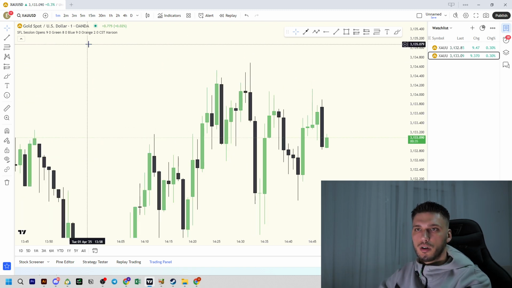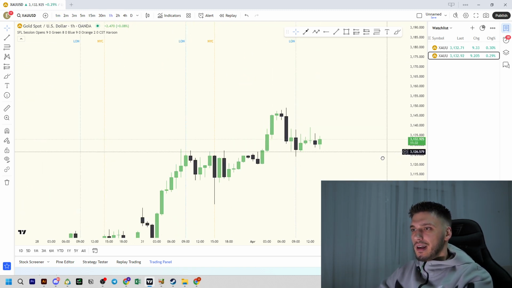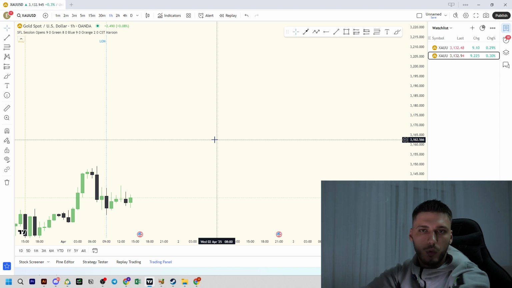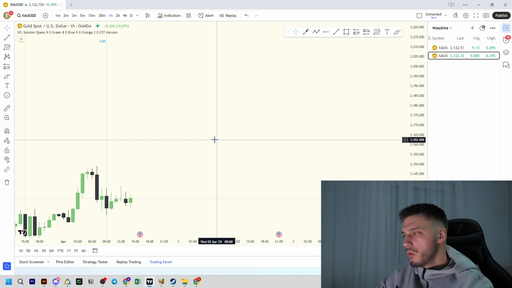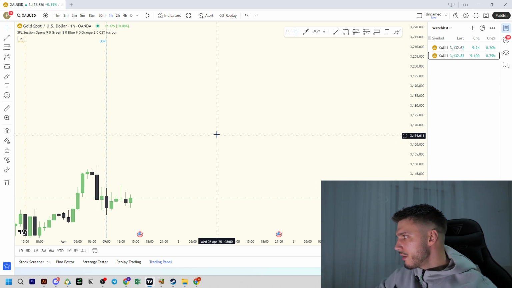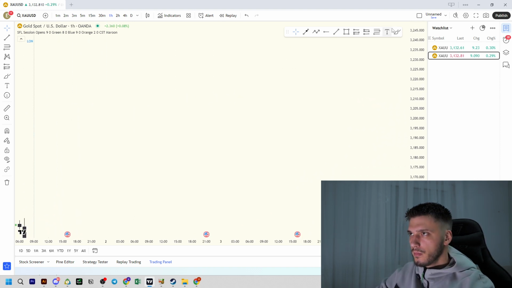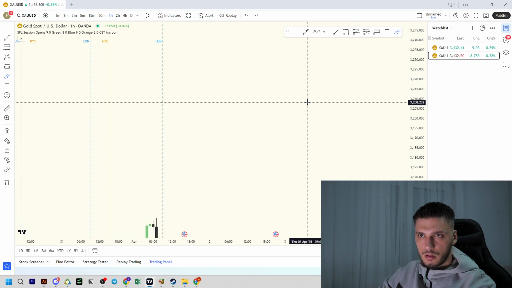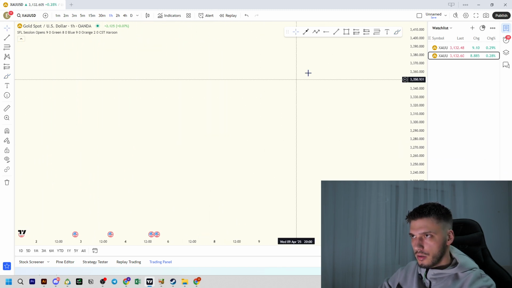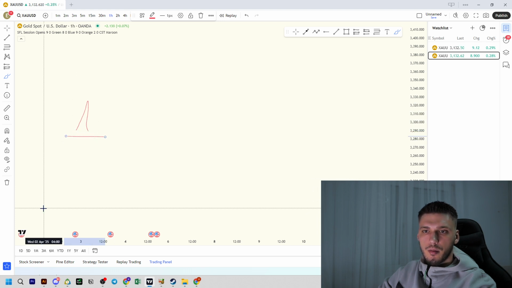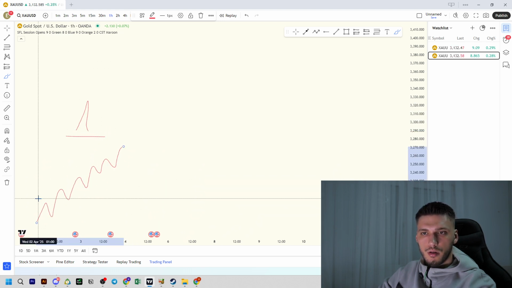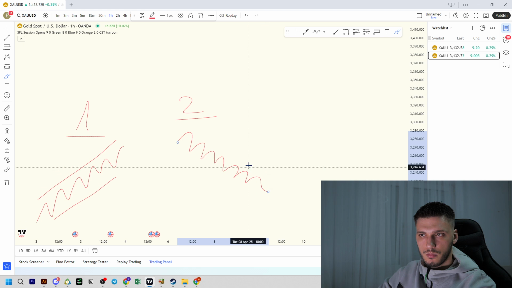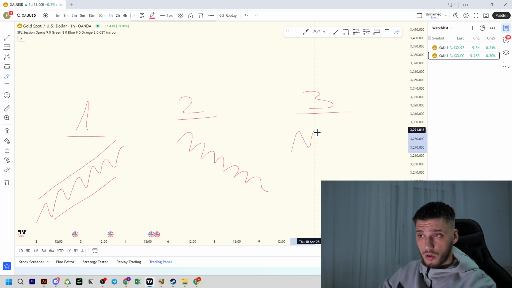Now I'm going to go into market structure. What are the 3 ways? I mean, there is only 3 ways this market moves. There's only 3 ways. I don't care who says it, whatever. This is just a fact. Or let me do this. Number 1 is going to be market moves up. Number 2 is going to be market moves down. And number 3 is going to be market moves sideways.